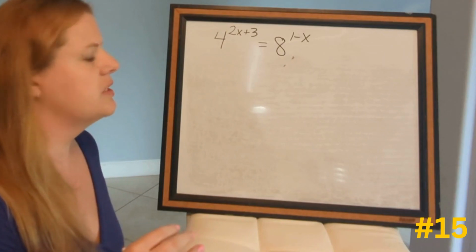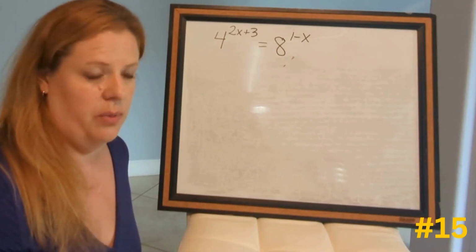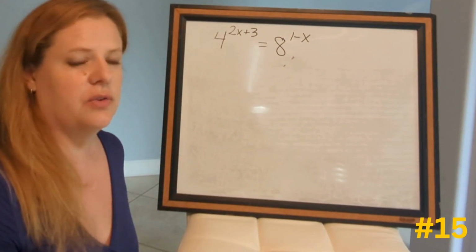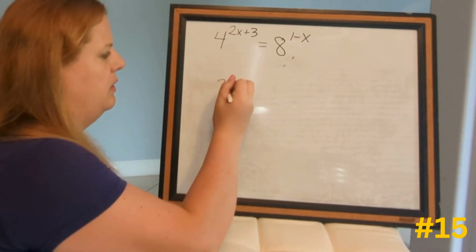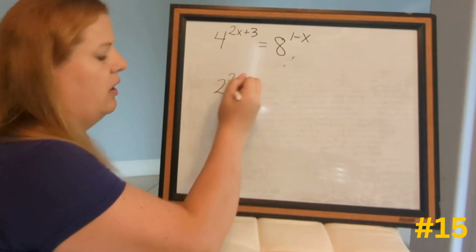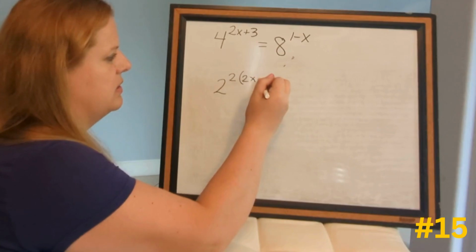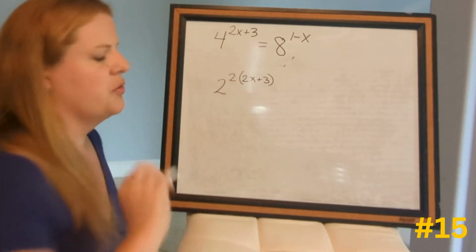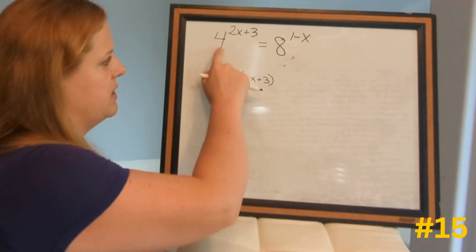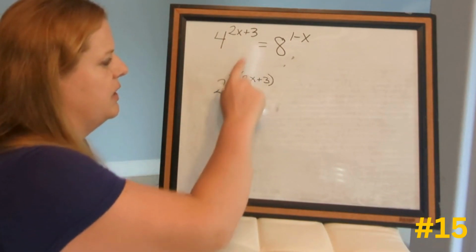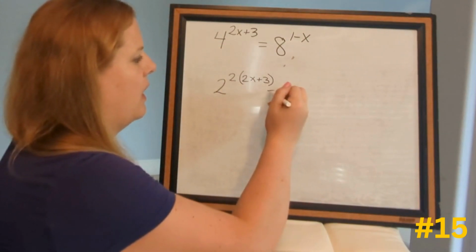I notice 4 is a perfect square. I notice 8 is a perfect cube. If you don't recognize those, then we need to work on that. Okay? So 4 can be written as 2 squared. We still have 2x plus 3 in that exponent. So 2 squared takes the place of 4, and 2x plus 3 gets multiplied by that square that we just put up.